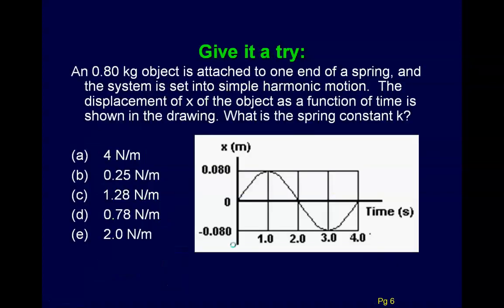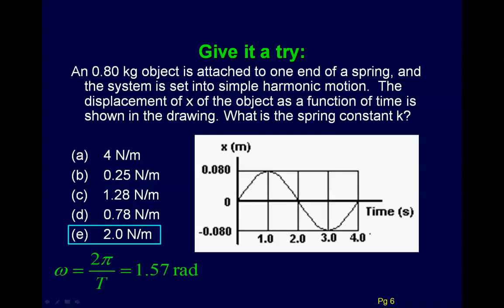Again, sorry about that. So here's an example. We dealt with this system a lot in the last pre-class quiz. You've got a mass object of 0.80 kilograms. It's bouncing back and forth on a spring. We give you a graph of x versus time. I want to know, what's the spring constant k? Give this a try. Hopefully you got 2.0 Newtons per meter.